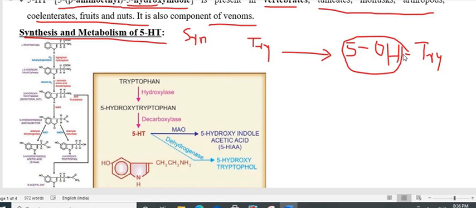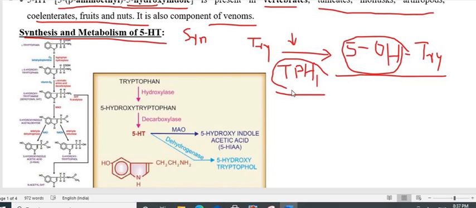So the name of the enzyme participating in the formation of 5-hydroxytryptophan is hydroxylase enzyme. What is the function of hydroxylase enzyme? To form hydroxylation. So what is hydroxylation? Addition of a hydroxyl group. So tryptophan, in the presence of the enzyme tryptophan hydroxylase, TPH, that is particularly for the enterochromaffin cells, the name of the enzyme is tryptophan hydroxylase 1. They form the first product of the tryptophan. We call it 5-hydroxytryptophan, and this enzyme is a rate limiting enzyme.